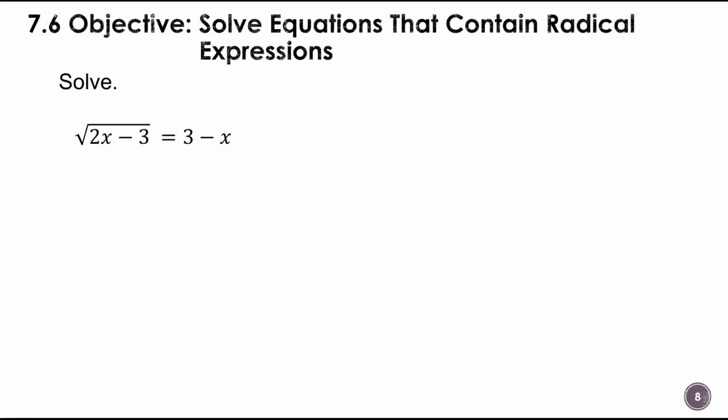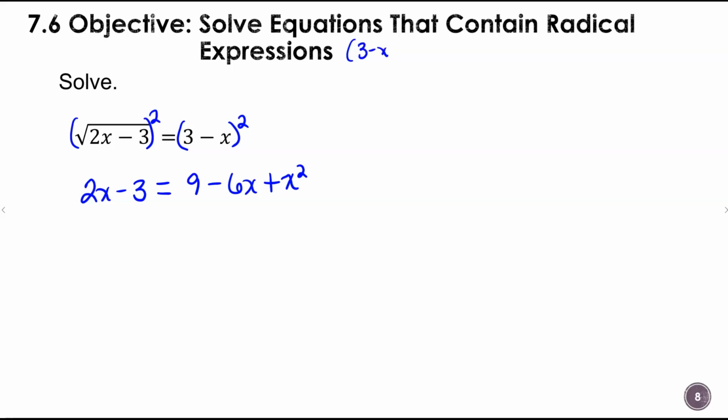We'll see. Now, this one gets a little trickier because we're going to square both sides to solve. And when we square 3 minus x, remember that means 3 minus x times 3 minus x. So we have 2x minus 3 equals 9, that's going to be a negative 6x plus x squared. You can always go over to the side and multiply this out. Go through that process, and then you'll see where all this came from.